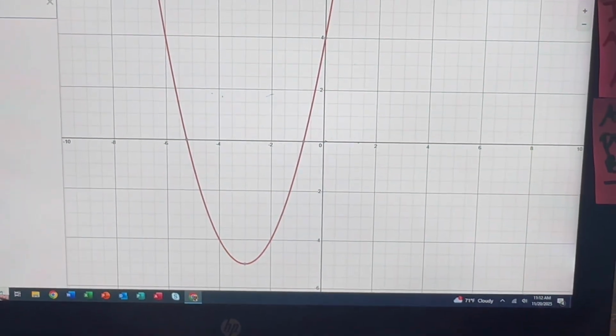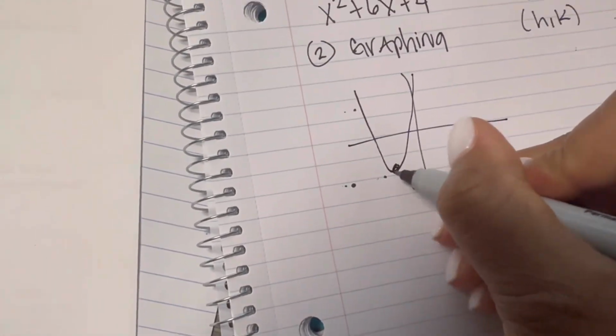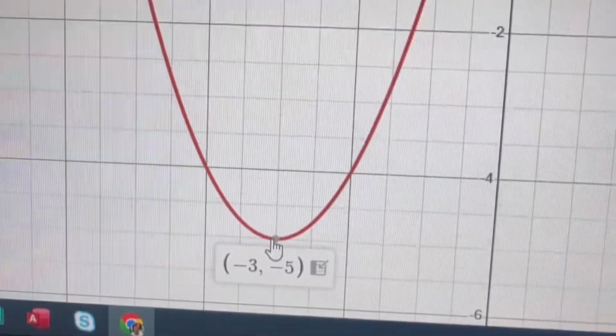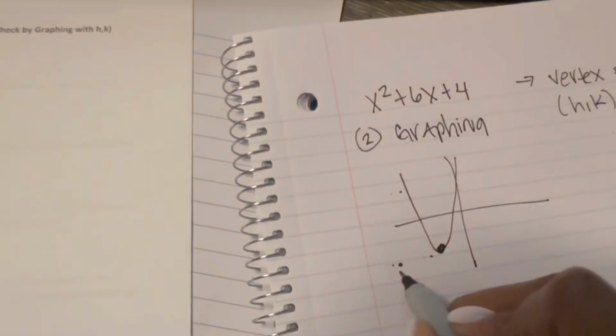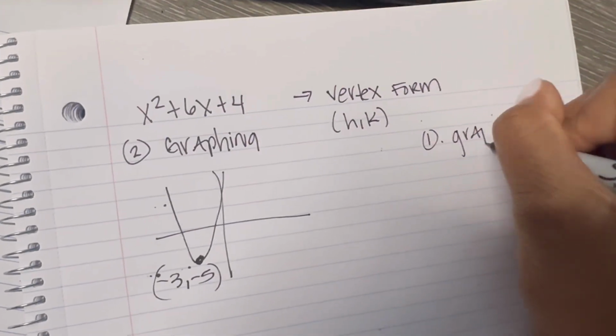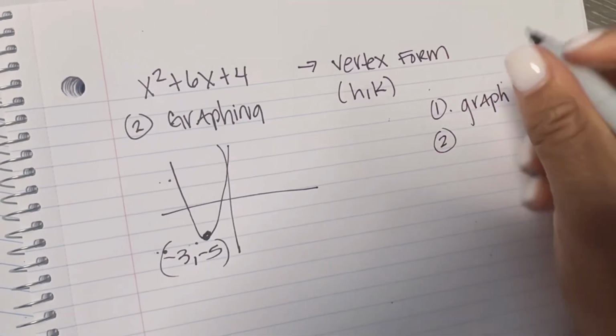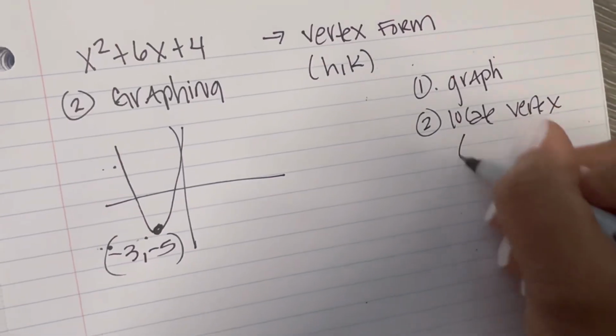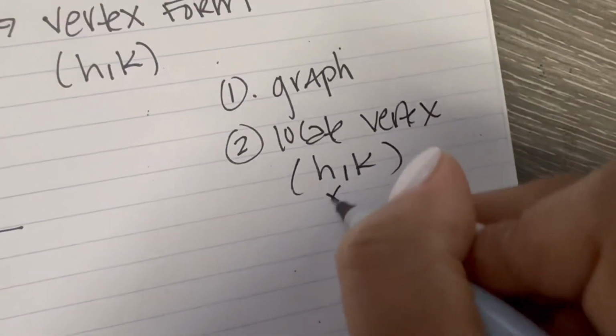Go ahead and sketch this on your paper. And there's your vertex right here. Click your vertex here. What does it say? Negative 3, negative 5. Okay, so your first step is to graph it, if you're doing the graphing method. Locate your vertex, h comma k, your x value and your y value. This vertex is negative 3, negative 5.